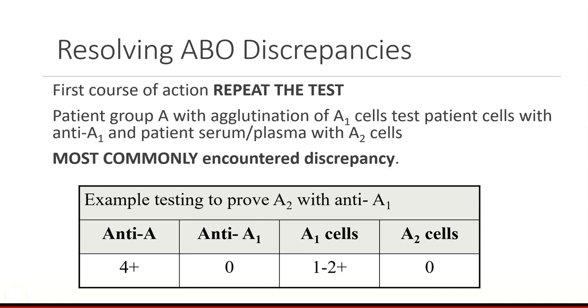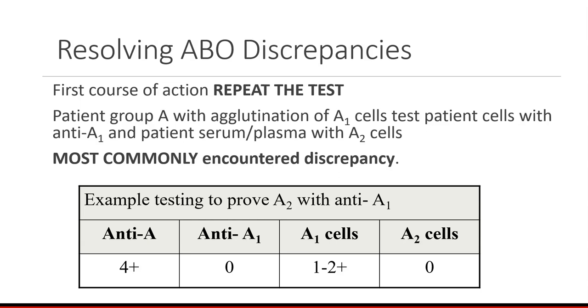Let's talk about resolving ABO discrepancies. The first thing you will do every single time is repeat the test. Perhaps you put the wrong reagents in the wrong tubes, or the wrong cells in the wrong tubes, or because we always work with multiple samples, you put the wrong patient's serum into those tubes. You mix the samples up.